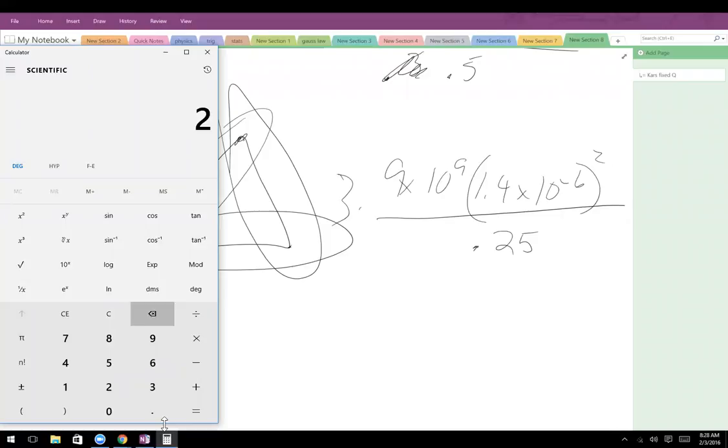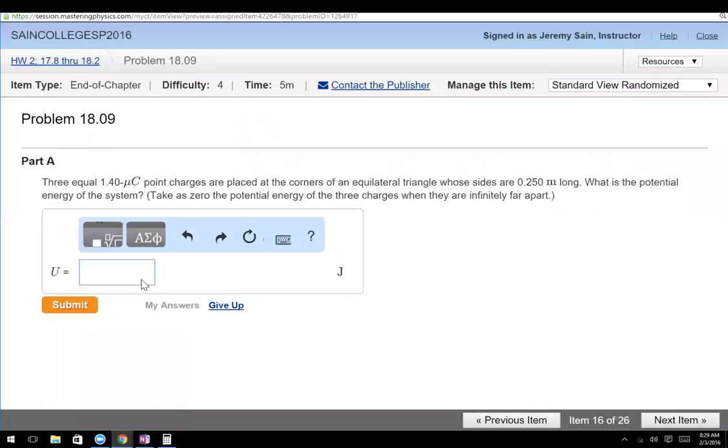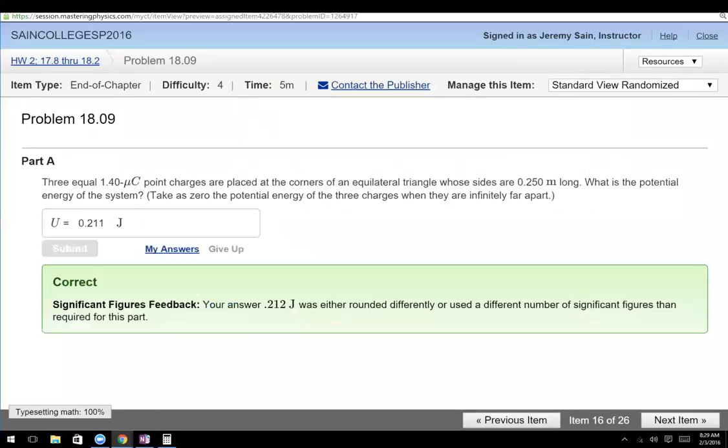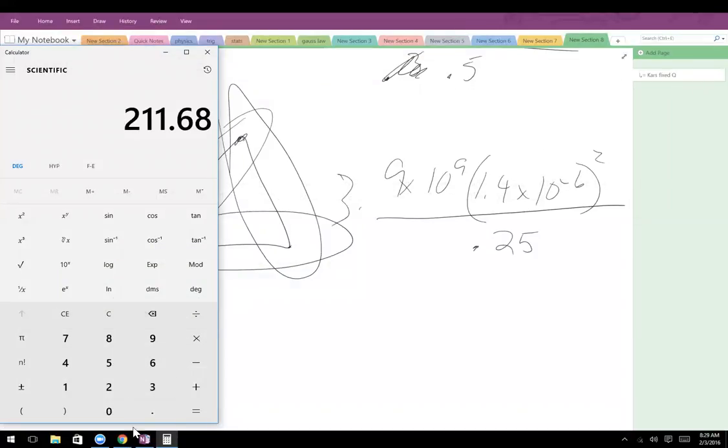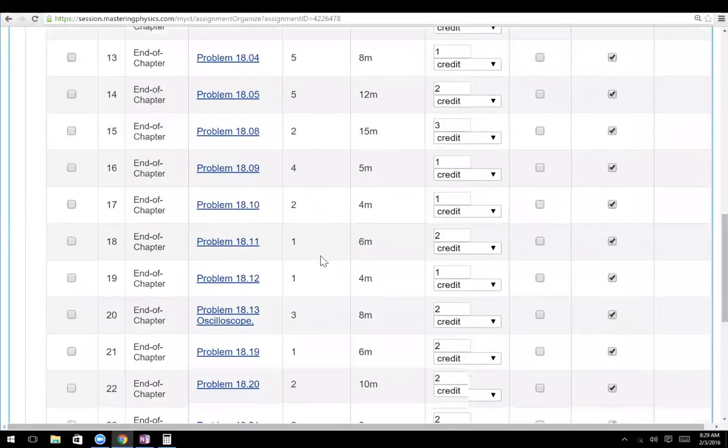27 times 1.4 squared divided by 0.25. So 211, and it'll be 10 to the minus 3rd. So that'd be 0.212. Did my arithmetic right. Cool. All right, let's find some actual electric potential stuff. That's the big thing for this.